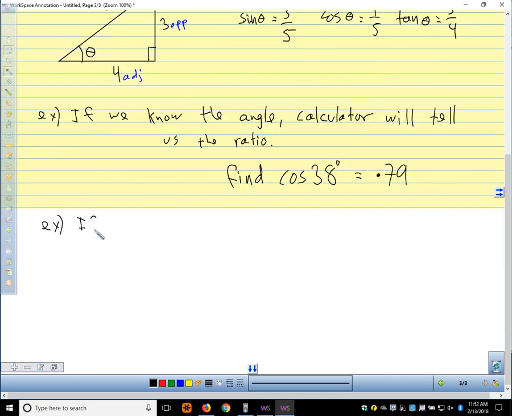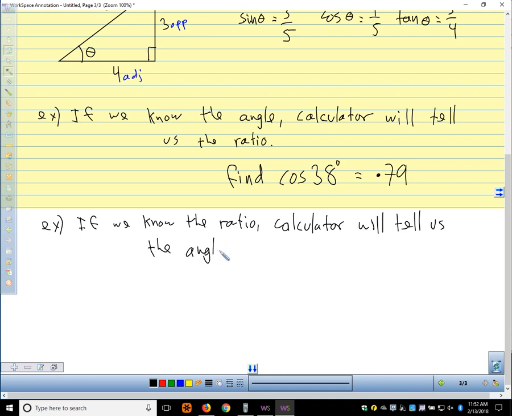If we know the ratio, the calculator will tell us the angle. To find an angle, we use the buttons that look like this. Sine minus 1, cosine minus 1, and tangent minus 1. And we call these the inverse sine, cosine, and tangent. The cosine of an angle is a ratio. The inverse cosine of a ratio is an angle.